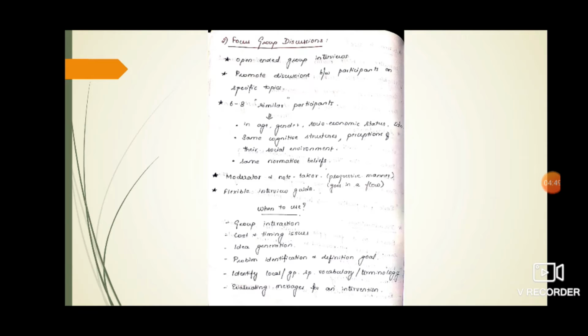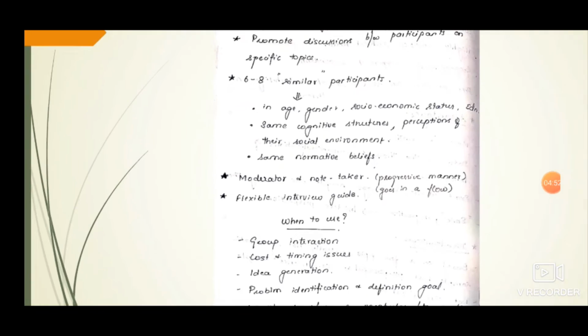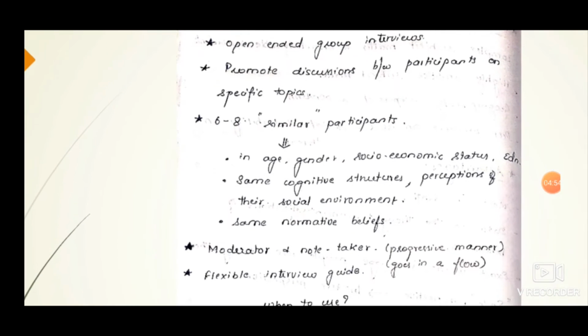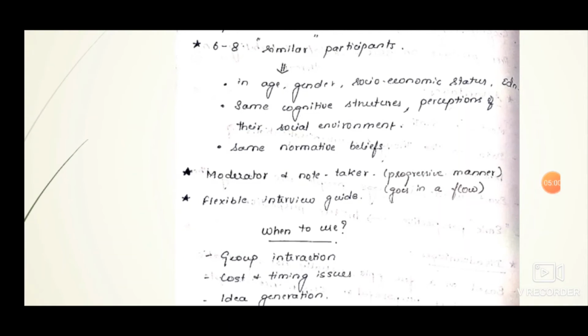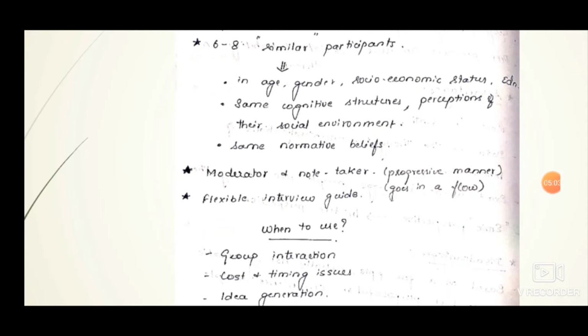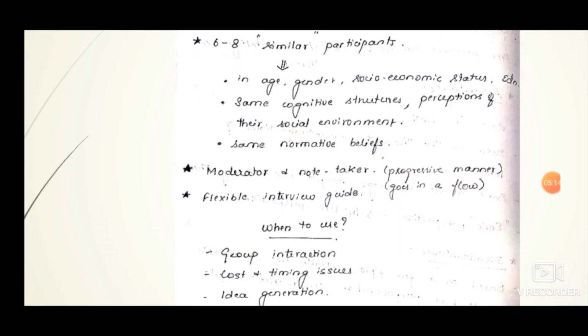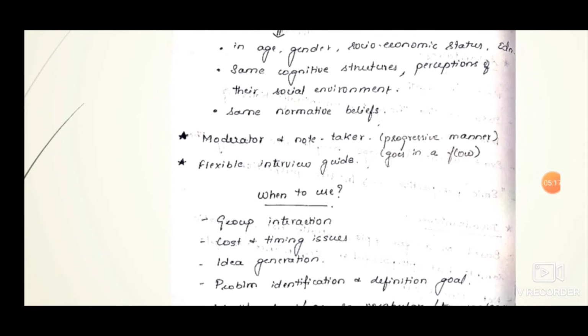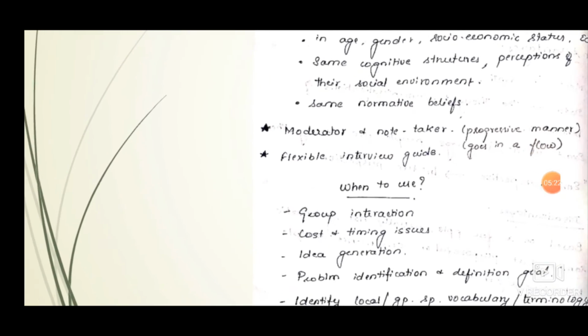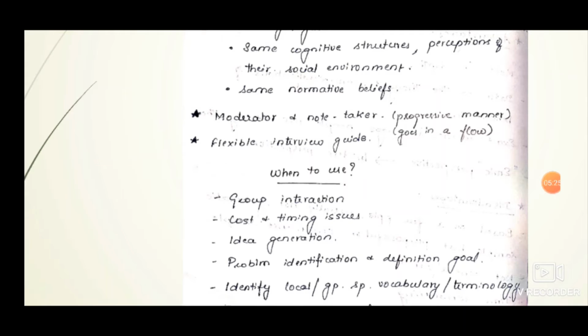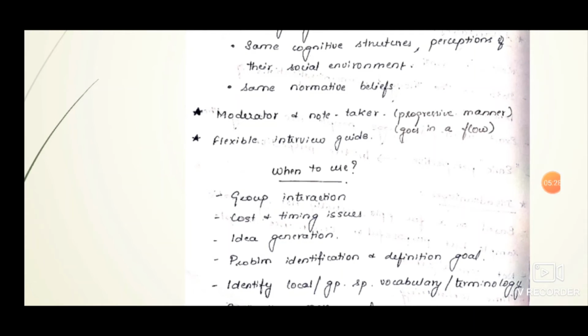Now coming to the focus group discussion, it is also an open-ended group interview, which promotes discussion between the participants on a specific topic. Here 6 to 8 similar participants are interviewed at a time. They should be similar in age, gender, socioeconomic status, and education, and have the same cognitive structures, perceptions of the social environment, and normative behavior beliefs. There should be a moderator, a note taker, and a flexible interview guide.